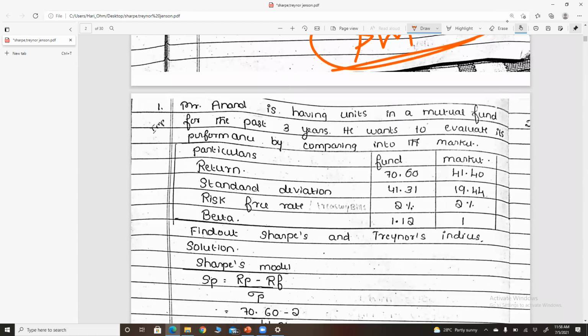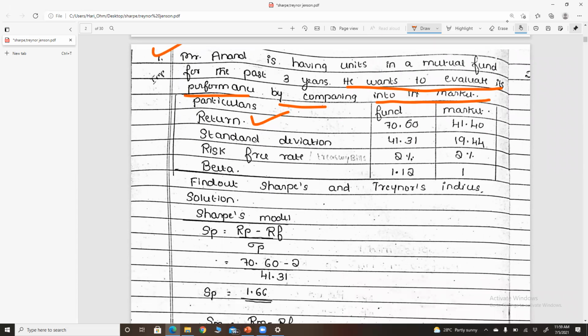Here, let's see the first question. Mr. Anand has had units in a mutual fund for the past 3 years. He wants to evaluate its performance by comparing it to the market. He needs to evaluate the performance of the securities or mutual funds by comparing with the market. Now, the particulars given are return, standard deviation, risk-free asset, and beta. This column is regarding the market, and the first one is regarding the fund, meaning the portfolio.